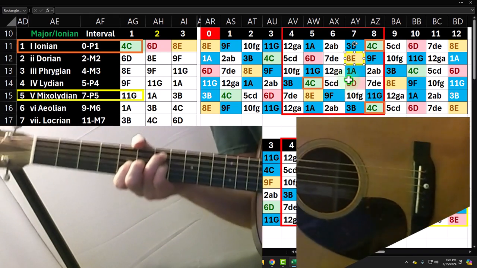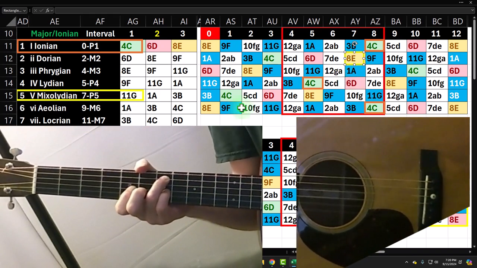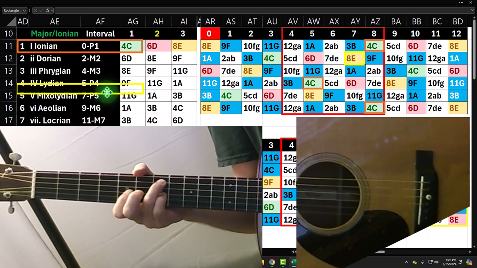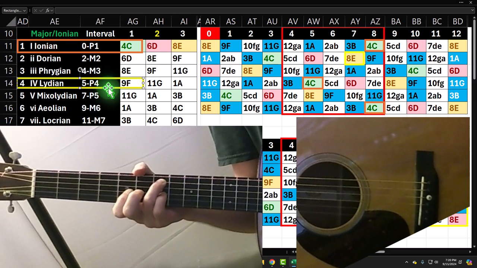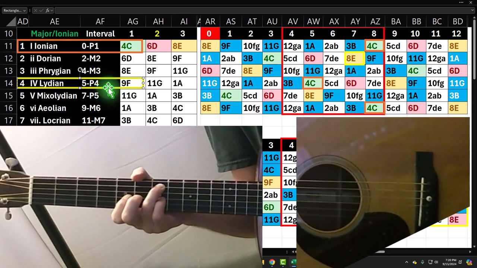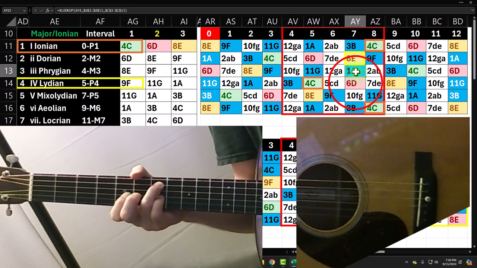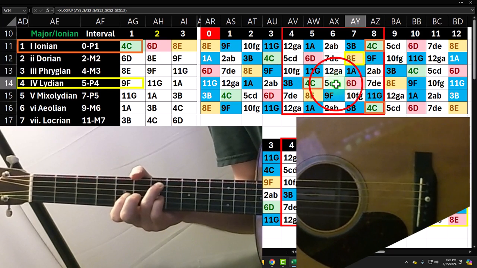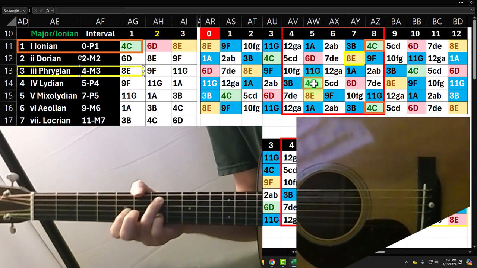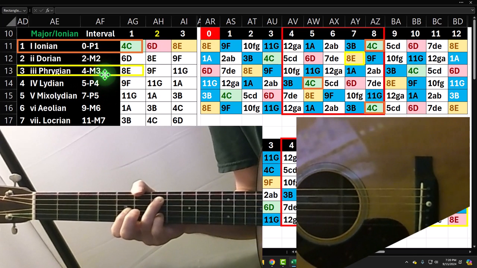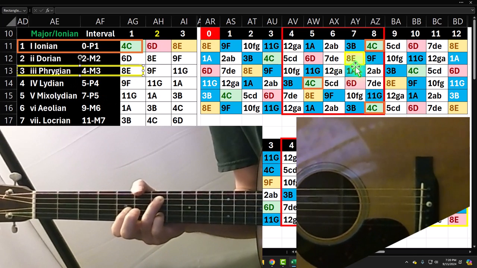All right, we're going to the next one here. This is going to be the perfect fourth. So we know that the fourth of the Ionian is a perfect fourth. I can count that by saying 5, 10, 9, 8. Now hold on, I'm on the third now. I think I'm on the third. I apologize for messing up here. So I'm on the third.